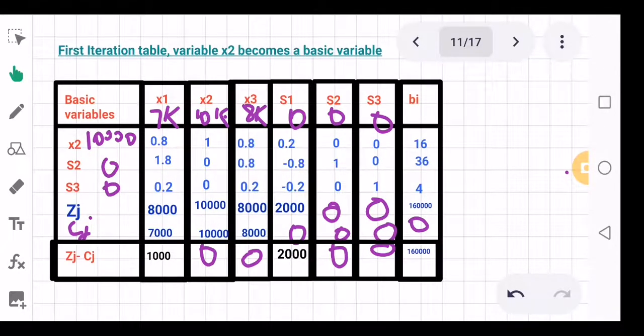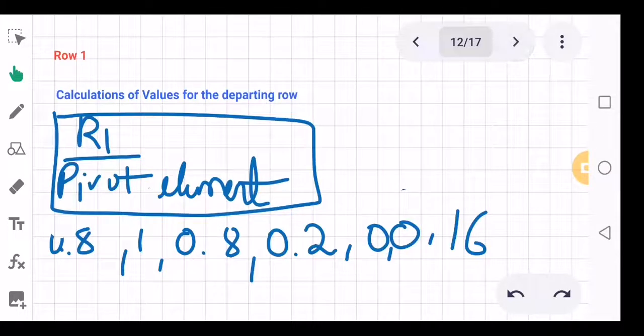Okay, in this what happened? In this we got all positive figures. We have got 0 and all the positive values. All are positive. If all are positive, it means you have got the optimal solution. That means x2 is equal to 16, s2 is equal to 36 and s3 is equal to 4 is the optimal solution. Now we got it. This is the way we calculated the values of row 1. Values of row 1 is all the elements of your row 1 in the table 1 divided by the pivot element. That's how we got the row 1 values.